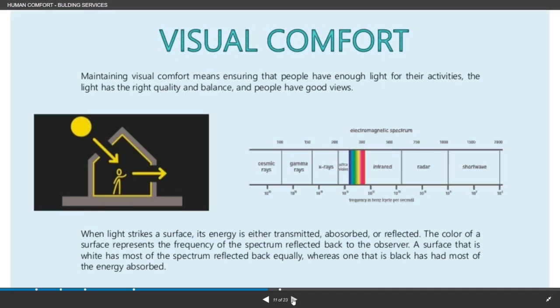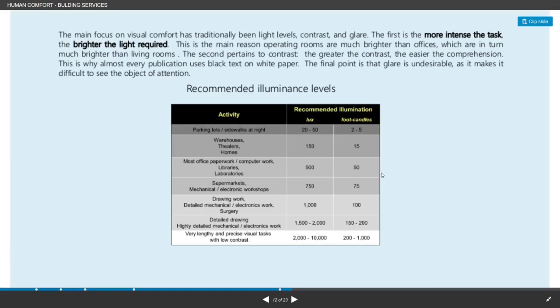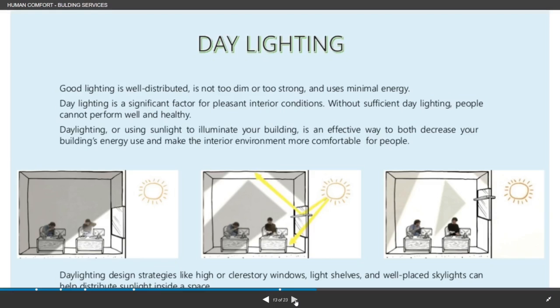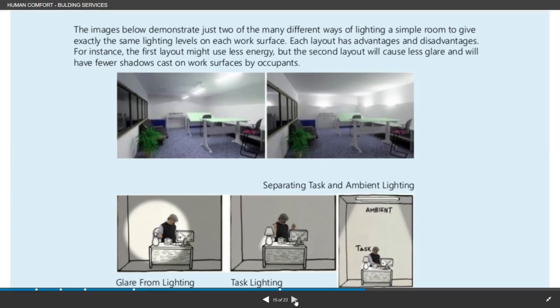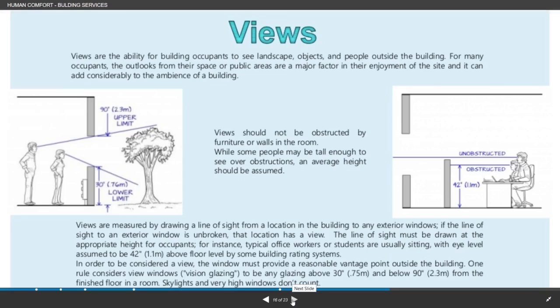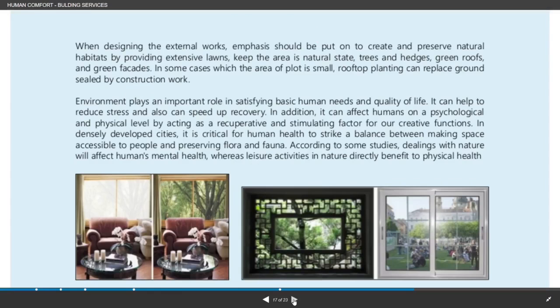Visual comfort, what we're doing now. And they're only small slides. They're only small slides, so why wouldn't you go and have a look at it? Look, daylighting. Look at this. This will help you for your exam, if you read this and take notes from this and just investigate a little bit further.